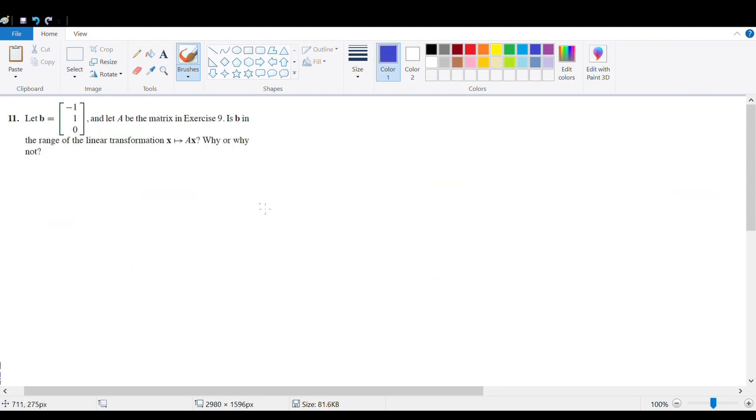Let B be equal to minus 1, 1, 0, and let A be the matrix in exercise 9. Is B in the range of the linear transformation x maps to Ax, or not? So we are looking for a solution of the matrix A B. If this system is consistent, that means B is in the range of the matrix A. But if the system is inconsistent, that means B is not in the range of the linear transformation. So we'll do row operations for the matrix A B, and we see if B is in the range or not.